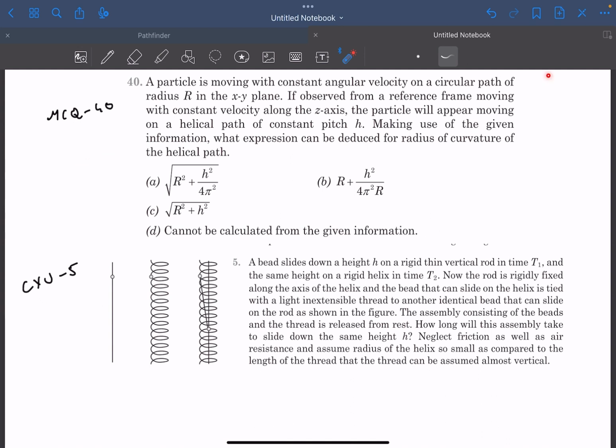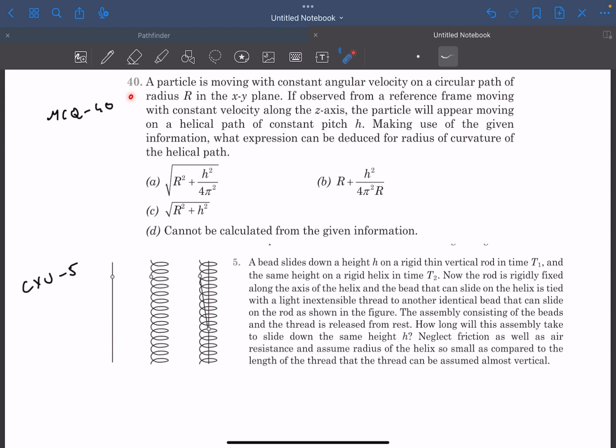In this video we'll solve these two problems from the NLM part of Pathfinder. These two questions are related to each other, as you need to know the geometrical properties of a helix very well in order to solve them, and that is exactly what we'll be doing in this video. After watching this video, these two problems would make complete sense to you.